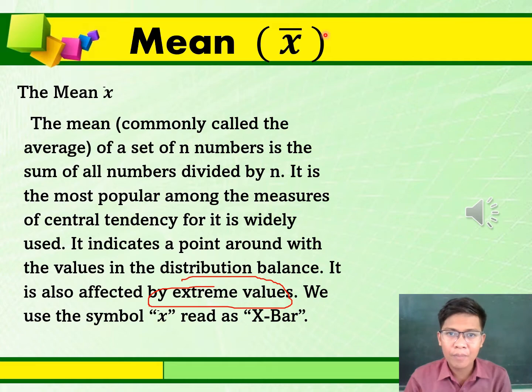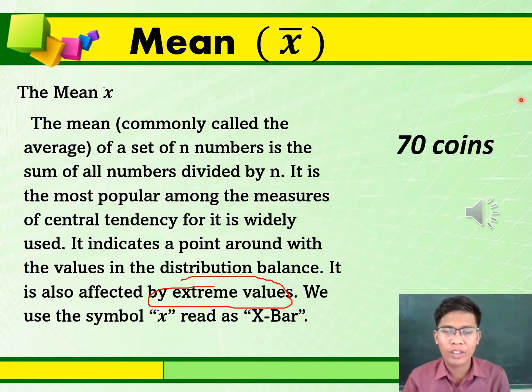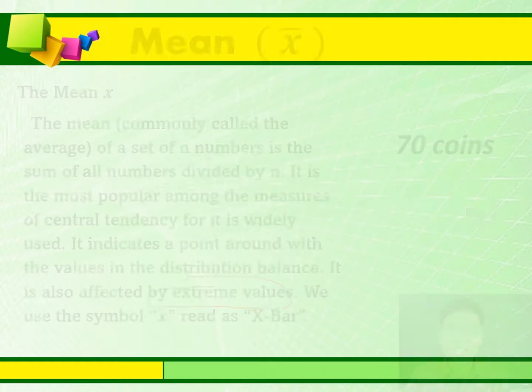So in our activity, if we add all the coins, we will get 70 coins. Now, class, my question is, how do we get the mean if the mean would be equal to 10? Anyone? Okay. To get the mean, we will add first the set of items, then we will divide it by the number of items, which is 10. Very good.